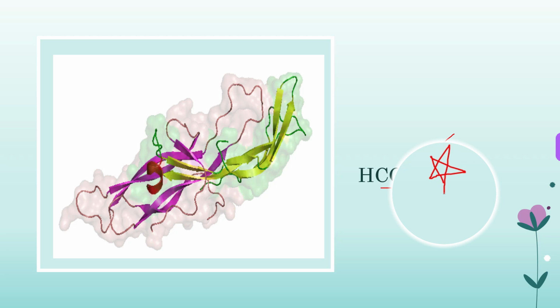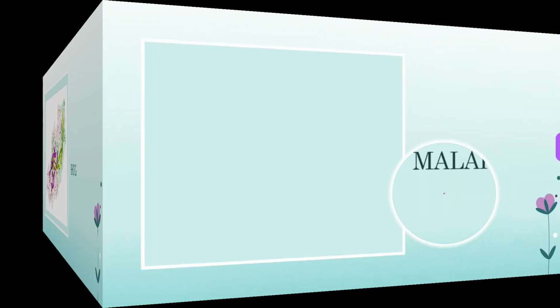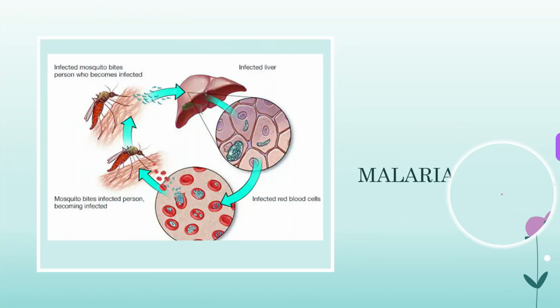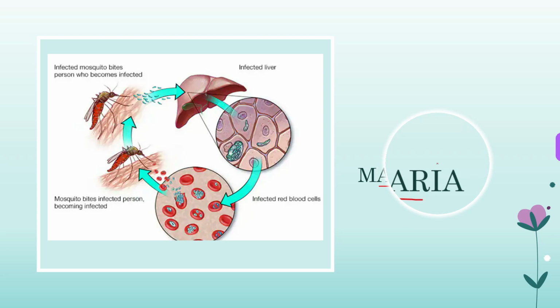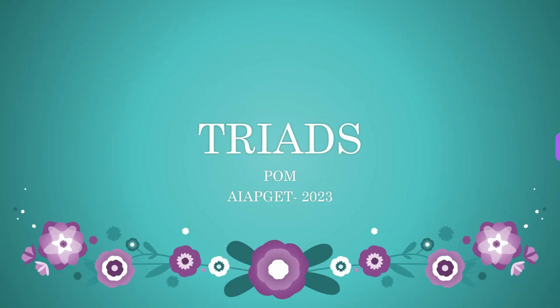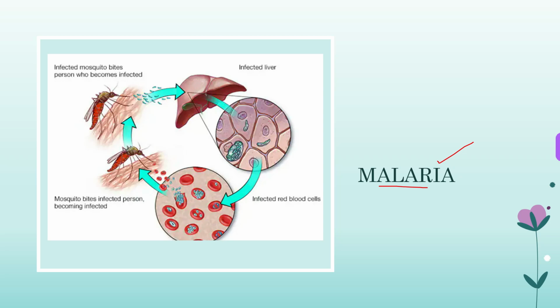Next we will see malaria. So malaria affects the following organs, they are brain, liver and spleen. This is very important. What are the organs which are affected by malaria? So they are brain, liver and spleen. Now some of the important triads of practice of medicine.